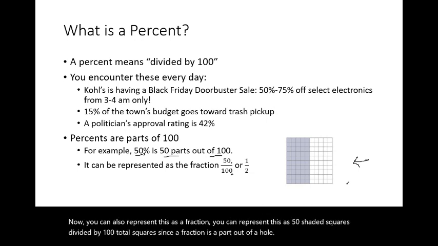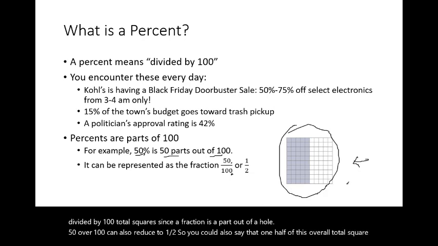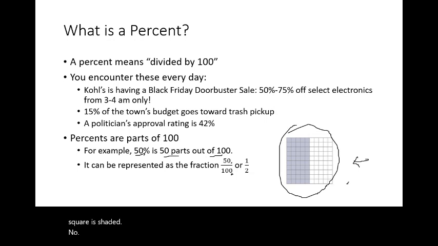50 over 100 can also reduce to 1/2. So you could also say that 1/2 of this overall total square is shaded. Now, even further than that, what is 1/2 as a decimal? 1/2 as a decimal is 0.5. So you could also say that 0.5 of this square is shaded.